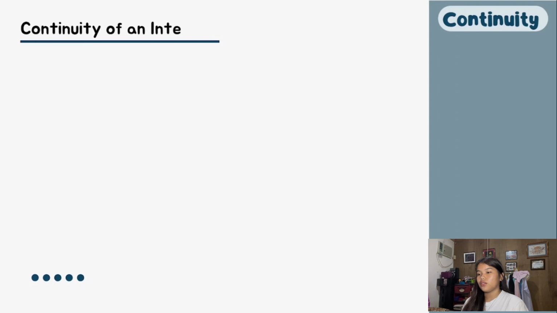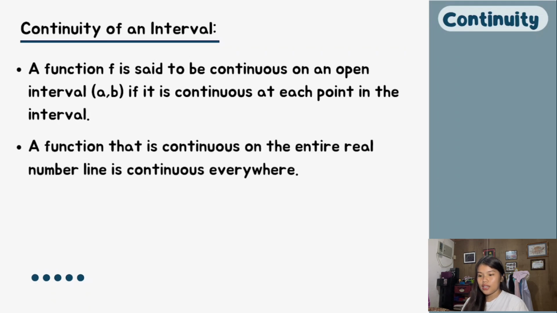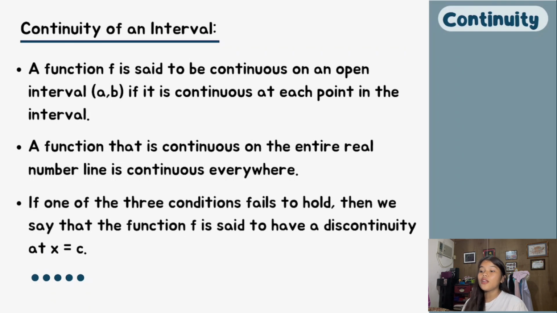Now let's talk about continuity on an interval. A function f is said to be continuous on an open interval (a, b) if it is continuous at each point in the interval. A function that is continuous on the entire real number line is continuous everywhere. And lastly, if one of the three conditions fails to hold, then we say that the function f has a discontinuity at x equals c. So let's have a further discussion about this.